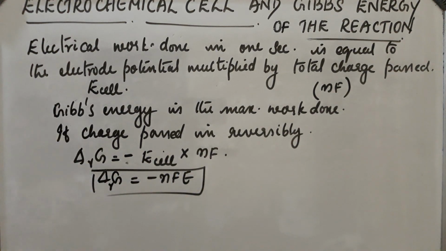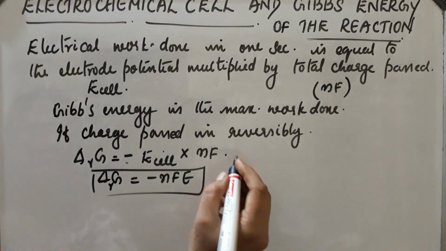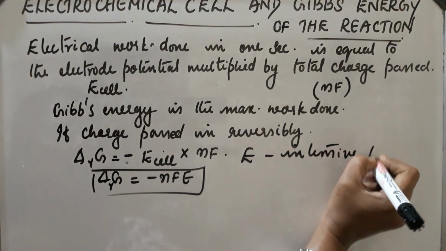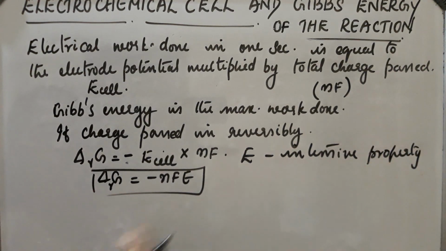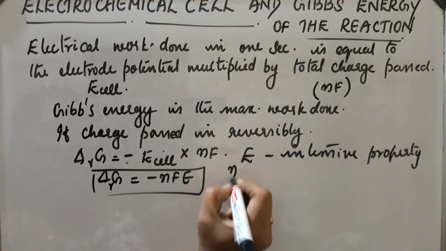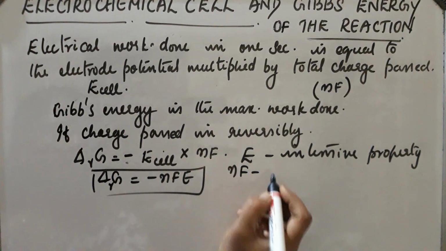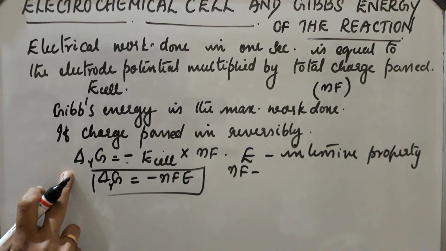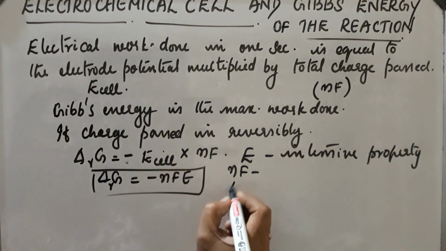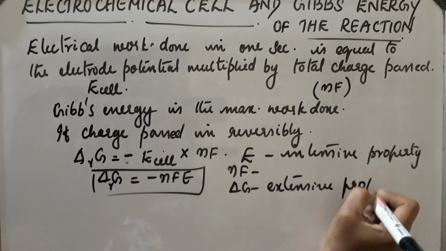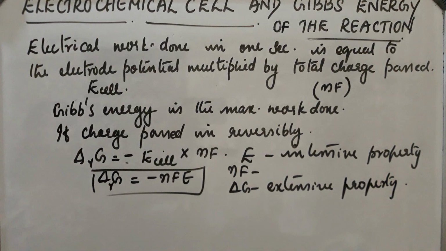Now, E of cell, we know, is an electrode potential. E of cell is an intensive property because it never depends upon the quantity. What happens to nF? n changes depending upon different reactions, so the number of electrons taking part changes. So, nF is an extensive property. That means delta G depends upon n, so delta G is an extensive property.